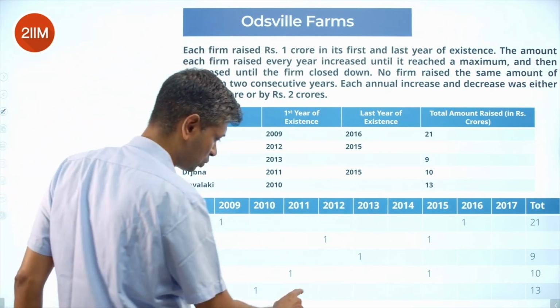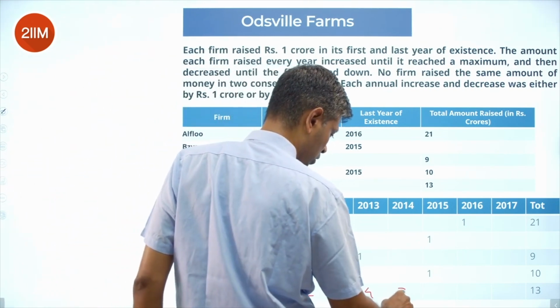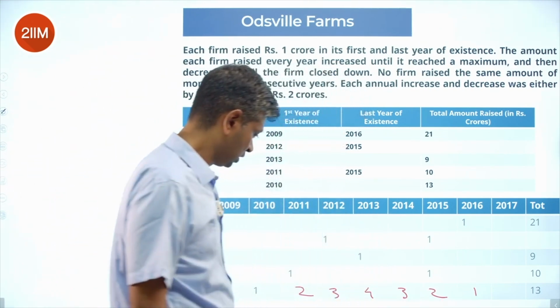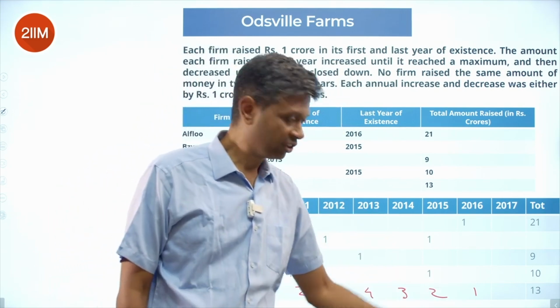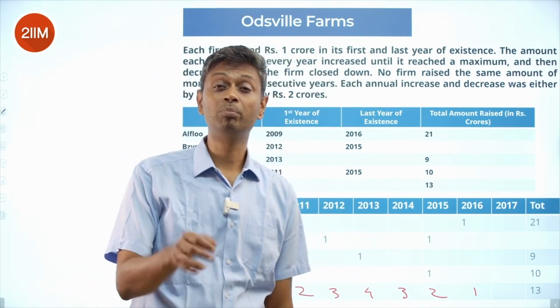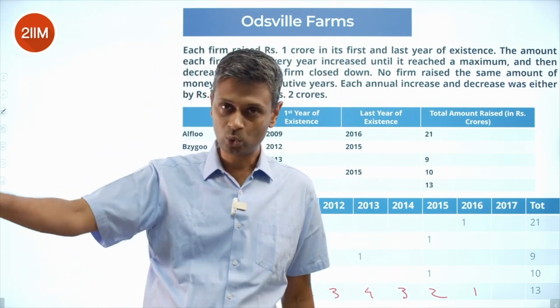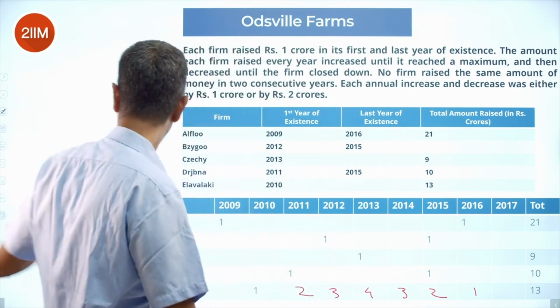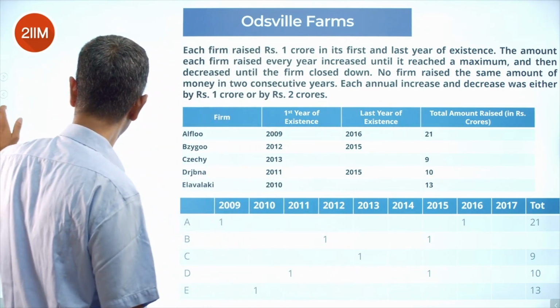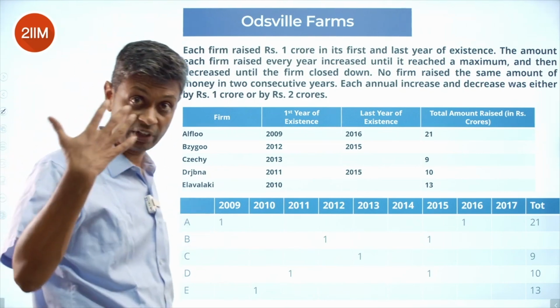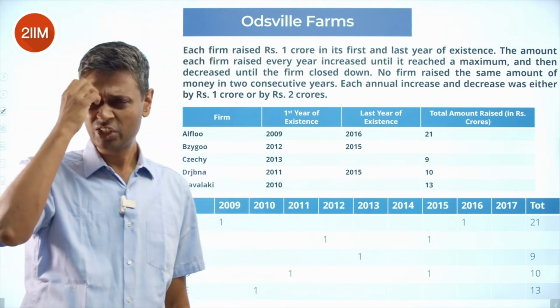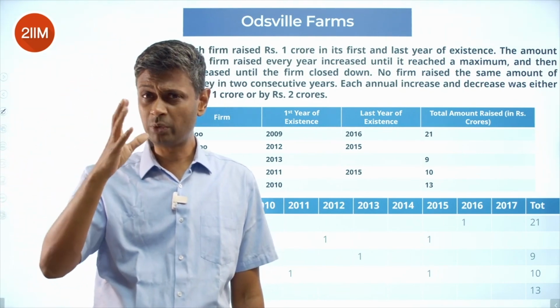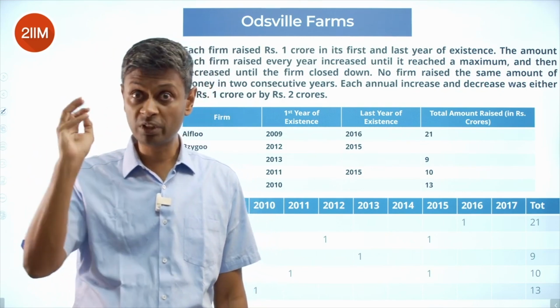Minimum with 7 years is 1, 2, 3, 4, 3, 2, 1. This is 10 plus 6, 16. So 7 years, the minimum is 16. Ruled out. Forget about it. So the maximum possible number of years is 6. Minimum is 5. With 5, we've got a possibility. Straight away, it tells me that 5 was maxed out. With 6, there should be something possible.